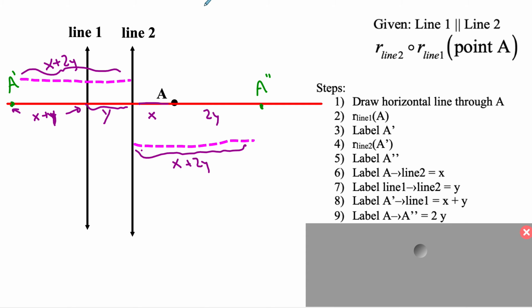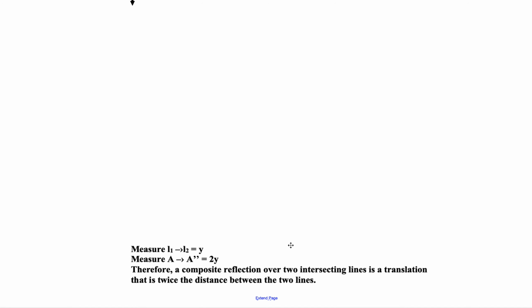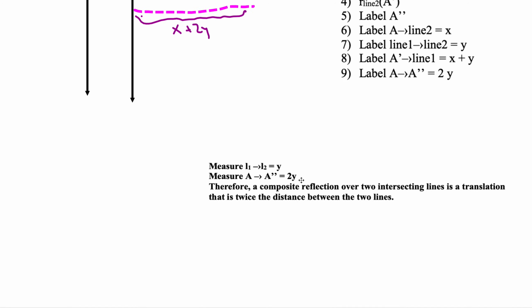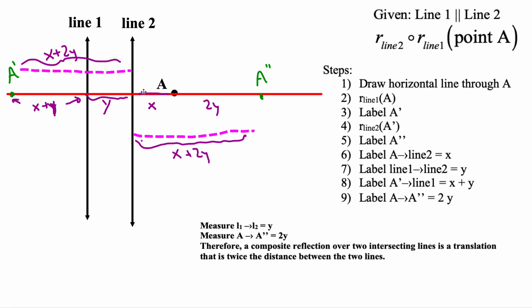Okay, catastrophe? No. Here's why. We are actually done, and everything is fine. Our conclusion is a little bit different, okay? Line 1 to line 2 is just Y. A to A double prime, remember that is the important distance. A to A double prime is 2Y. Is that twice the distance? Yes. And remember, this in words is always going to be the same, right?